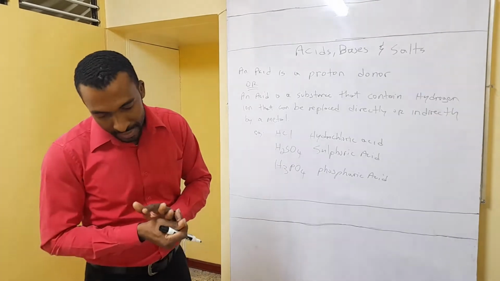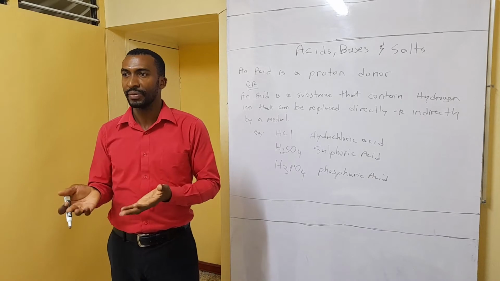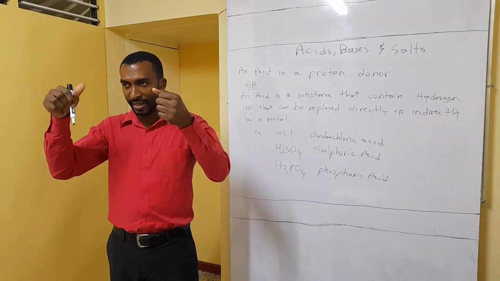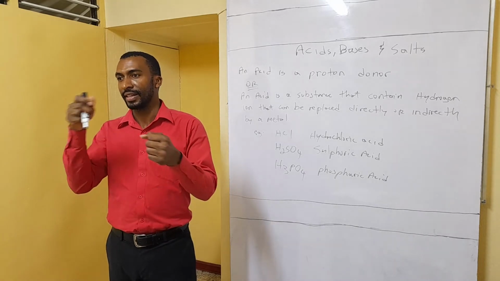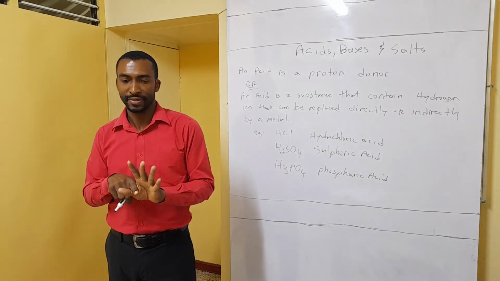Acids also conduct electricity in solution. If you have a solution of hydrochloric acid, it can be used for electrolysis. The electric current will pass through the solution because it has ions that can be discharged at the electrodes.